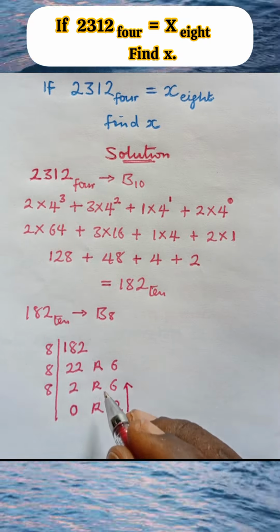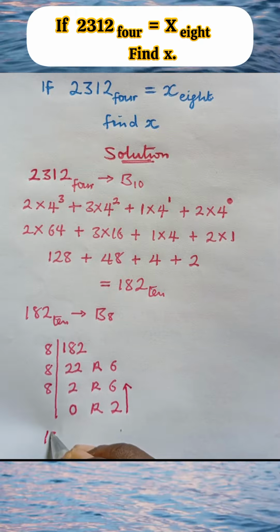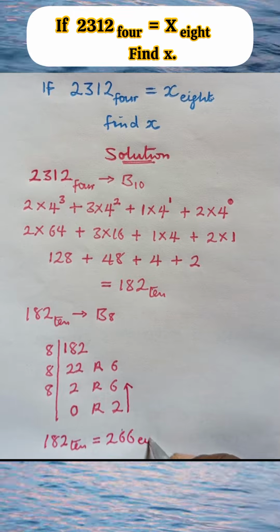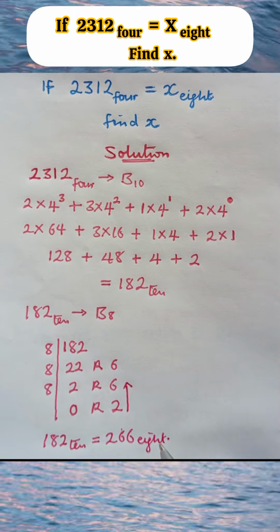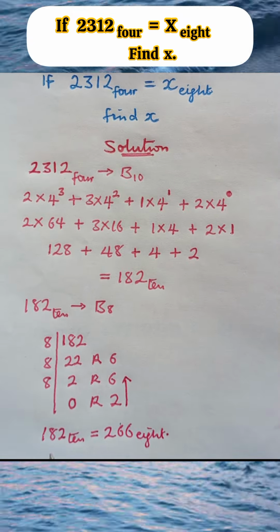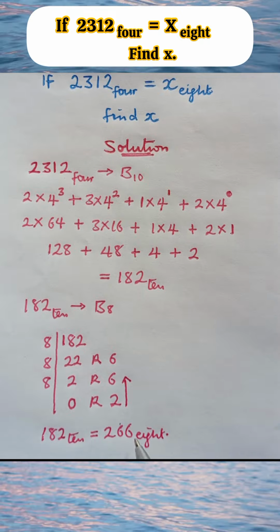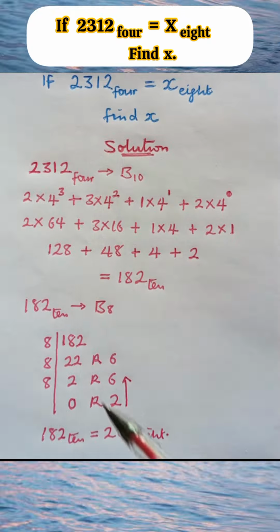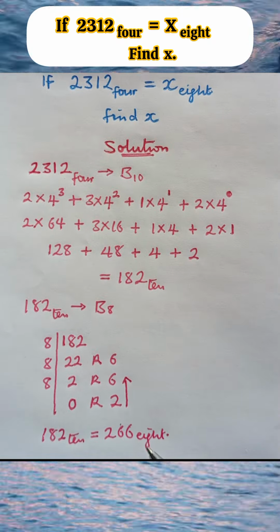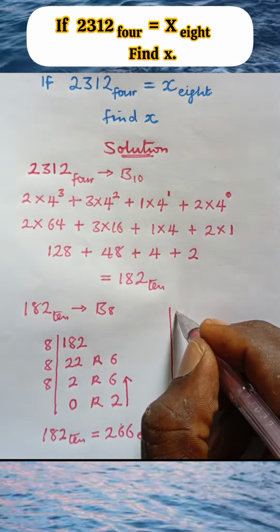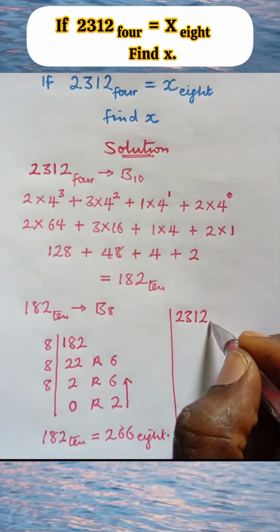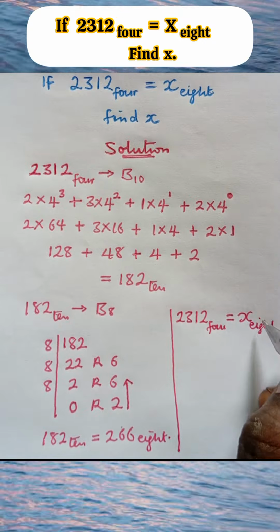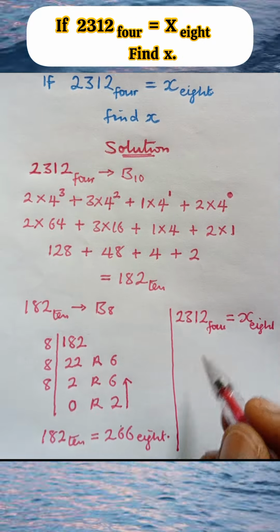So we can say that 182 in base 10 is equal to 266 in base 8. So we have now converted 182 in base 10 to base 8. We can say likewise that this expression in base 4 is now equivalent to 266 in base 8. Now the question says 2312 in base 4 is equal to x base 8. But right now we have converted from base 4 to base 8.